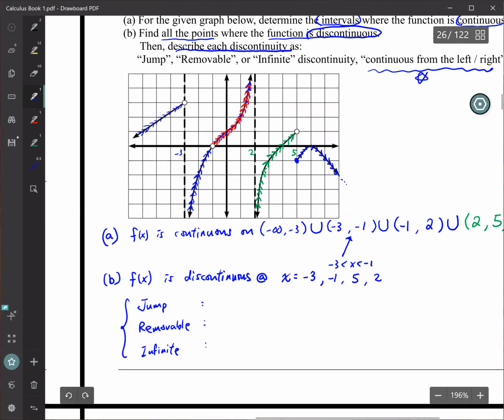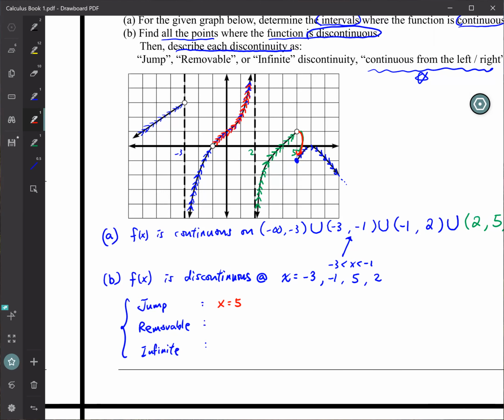So jump means you have to jump over, right? Basically you need to lift your pencil and make a bigger gap rather than just a little dot. For example, the one at 5, that will be called jump, from the green one to the blue one. I use the red here. This one jumps from the empty dot to the blue dot, and then you continue. So that will be called a jump, x equal to 5.